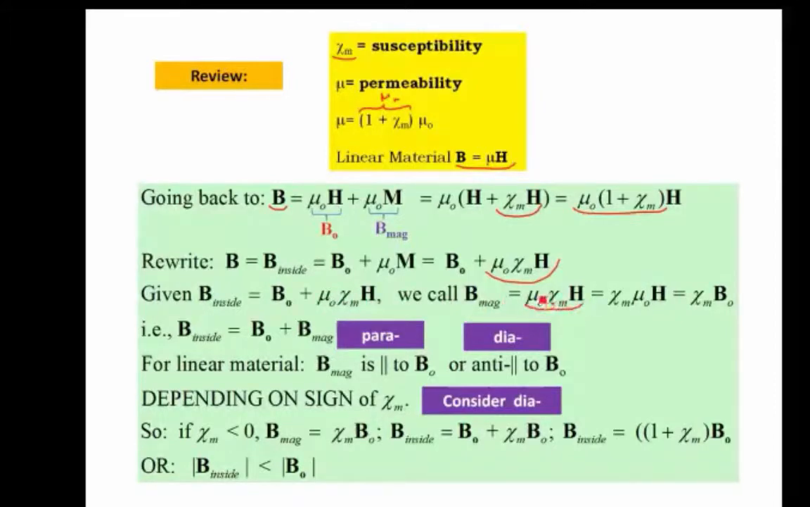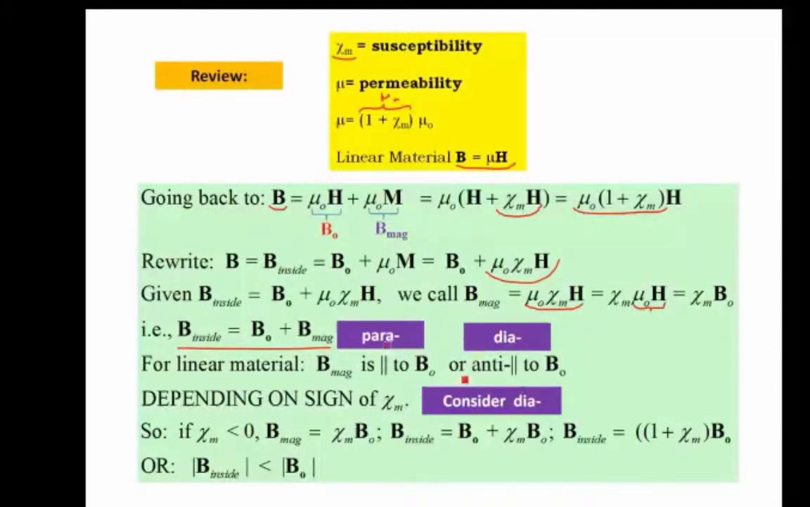And if we just swap these two factors here, you'll notice that what we have here is B0. If we look at just the B mag, it's equal to chi sub m times B0. So I've rewritten that here. For linear materials, we have B mag either parallel to B0 or anti-parallel to B0. This type of material here we would call para, and as before, when this is anti-parallel to B0, we have dia here.